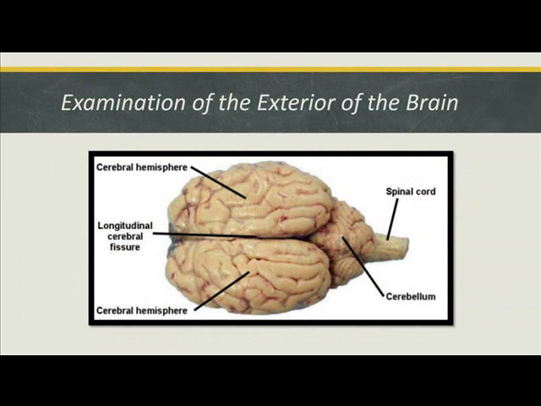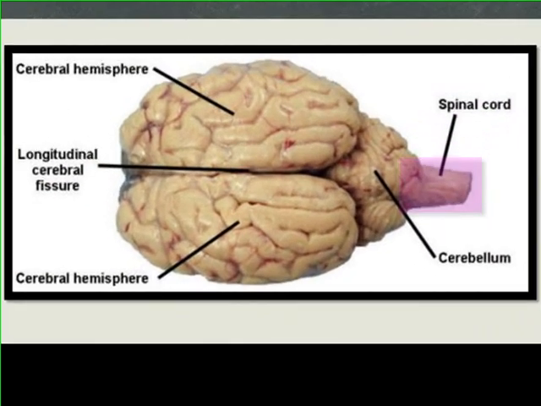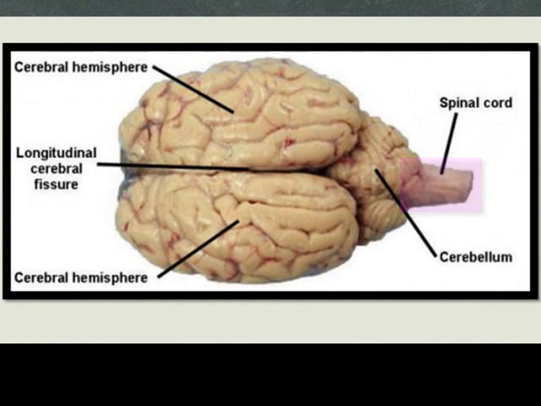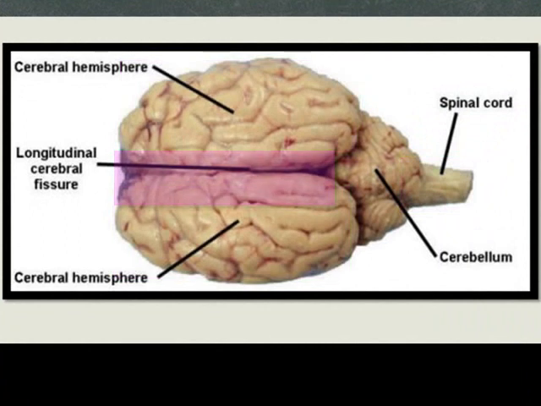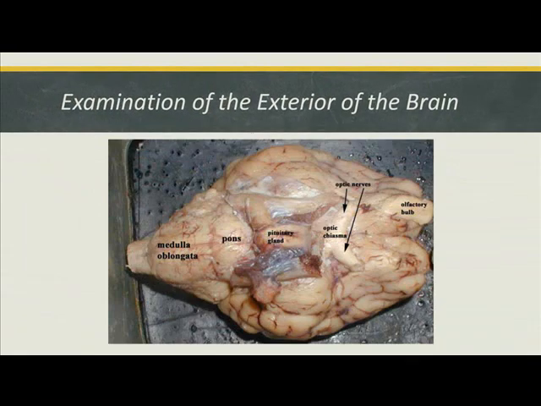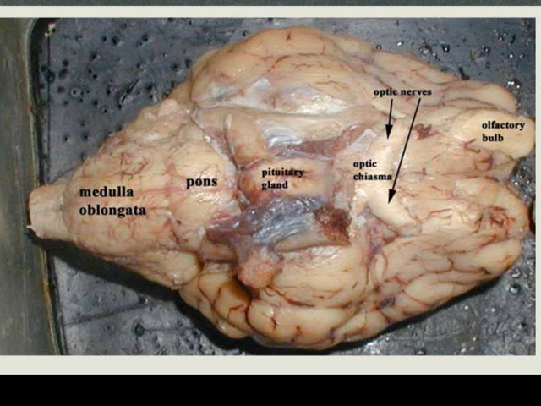When the facilitator pauses this video, you will turn your brain so that you are looking at the dorsal, or top part of the brain. You will then locate the spinal cord. Are you able to see the cerebral hemispheres and the longitudinal cerebral fissure? Let's pause to look for these items. When we pause the video, we'll look for the optic nerves as well as the pituitary gland. Let's pause at this time.